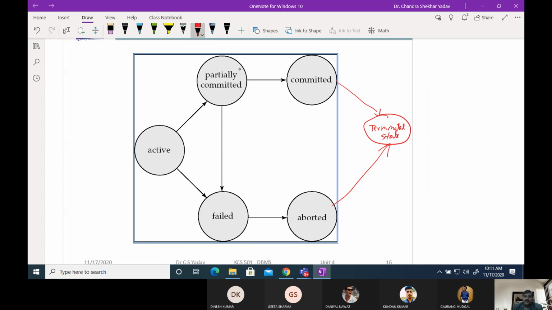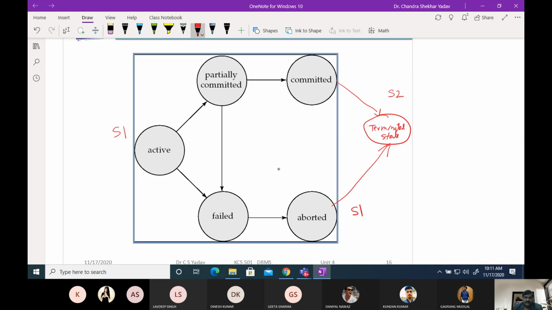In the partially committed state, suppose we transfer data from RAM to hard disk, and if any failure occurs, then also the transaction goes to the failed state, and after that we perform rollback operations, and after completion of the rollback, the transaction goes to the aborted state. If the transaction goes to the aborted state, it means that if before starting the transaction the database was in state S1 and a failure occurs, then we restore state S1, and after successful completion of the transaction, we go to the next state S2.